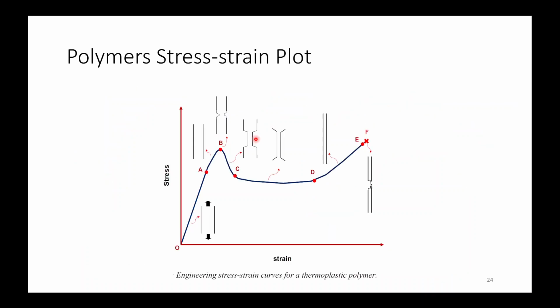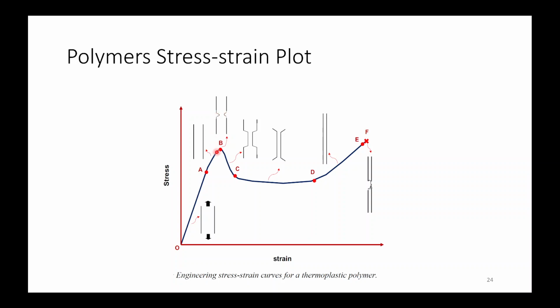In the case of polymers, they show various types of plots. They can show very high ductility like this type of graph, and some are very brittle materials as well. This is one of the graphs for thermoplastic polymers. In this case, initially it will show the elastic part, then it will show a maxima, then it will reduce because of the formation of a neck.